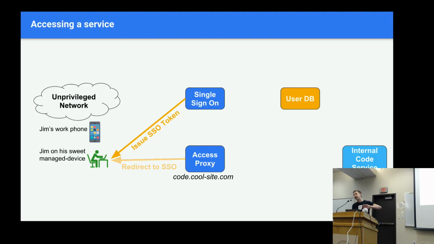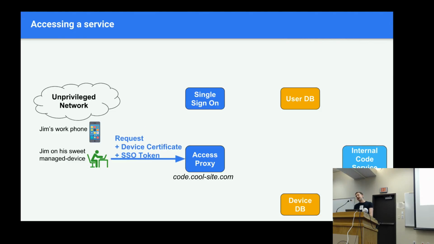Now we're like, all right, you're a trusted guy. We know this is your right account. Here's your SSO token. And Jim's like, finally, God, it took so long. So he sends his request with the device certificate and the SSO token.